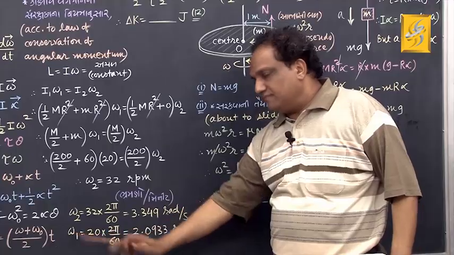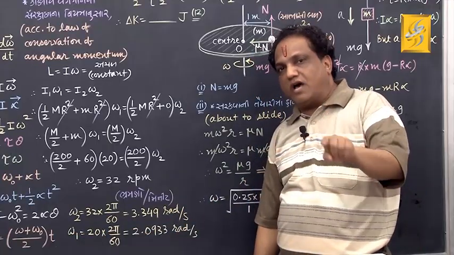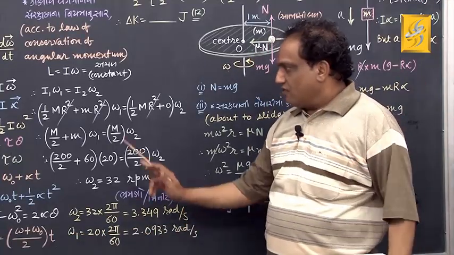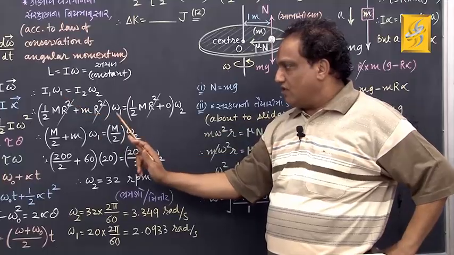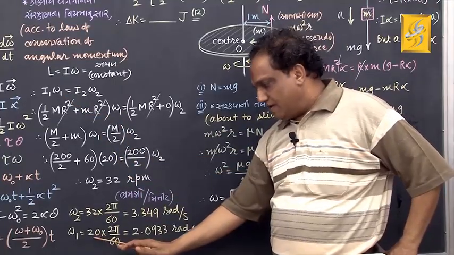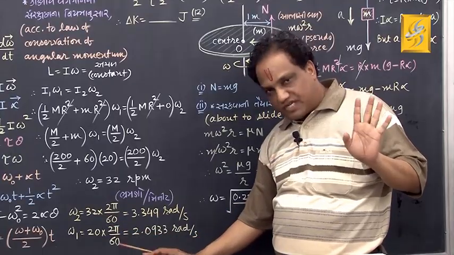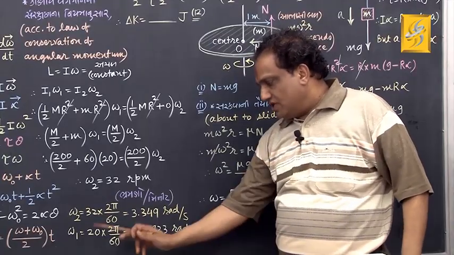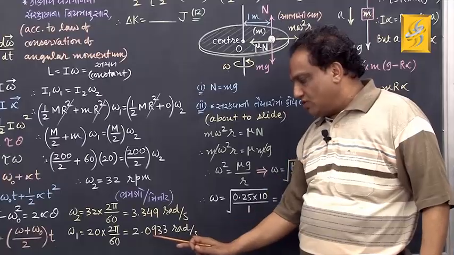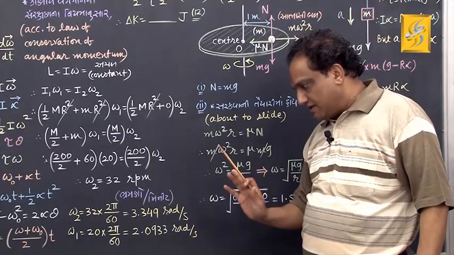Now let us convert the initial angular speed also from rpm to radian per second. What was the initial angular speed? Omega 1, it was 20 rpm. Convert into radian per second, multiply by 2 pi upon 60. Pi value is 3.14. Simplify, answer is 2.0933 radian per second.